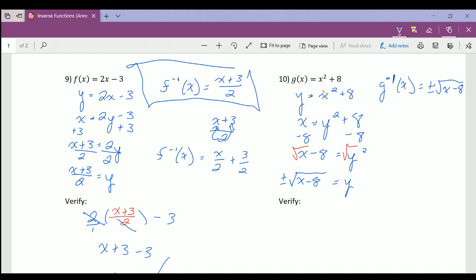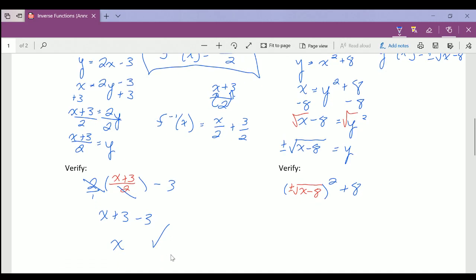So just like before, we're going to write this down, the original, but instead of an x, we'll put a nice big empty happy set of parentheses. And then inside those parentheses, we will put what we believe to be the inverse, positive negative square root of x minus 8. Well, now that we've got this in here, really the plus minus isn't making that much of a difference.